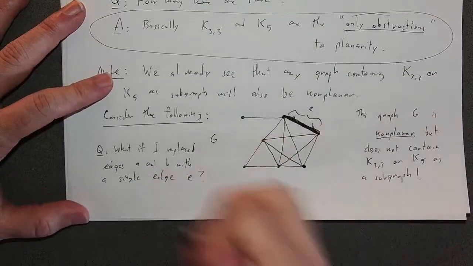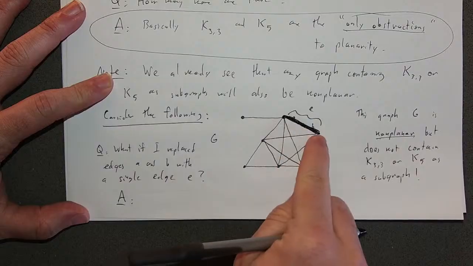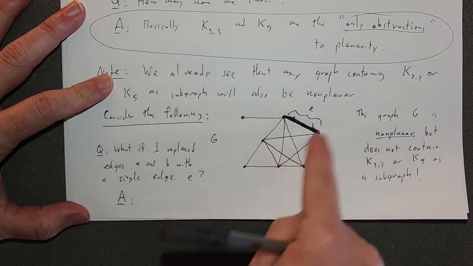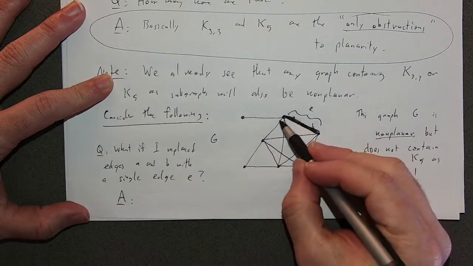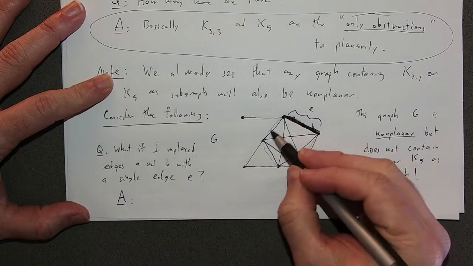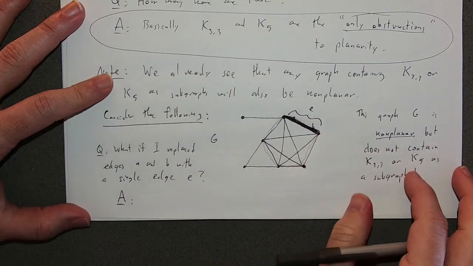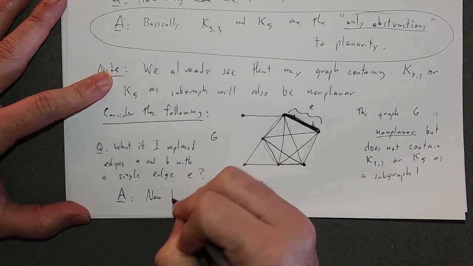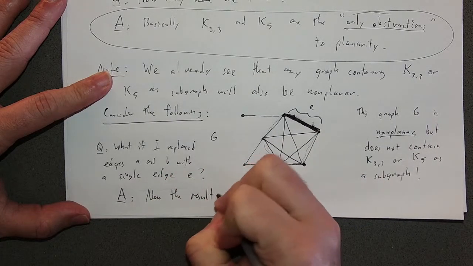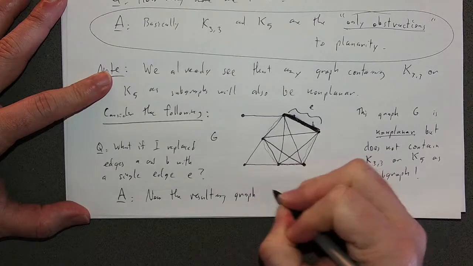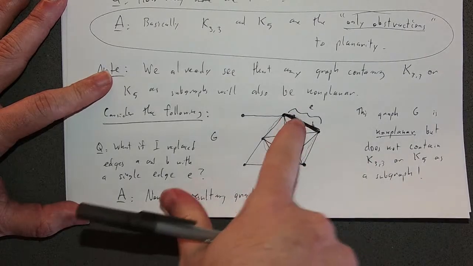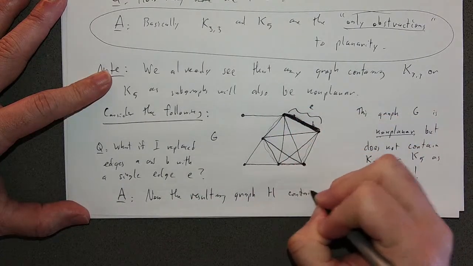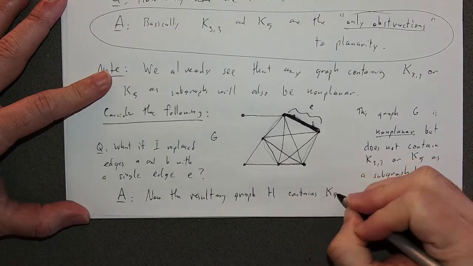What do you now notice about this graph? Now that that is a single edge, look at this subgraph. Look at this part of the graph, everything here and all the edges inside this region. The answer is that now the resulting graph, which is no longer G, we'll say H. H is the graph that you obtain by replacing the two edges A and B with a single edge E. Now the resulting graph H contains K5 as a subgraph.